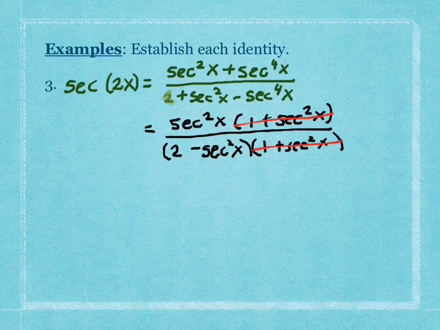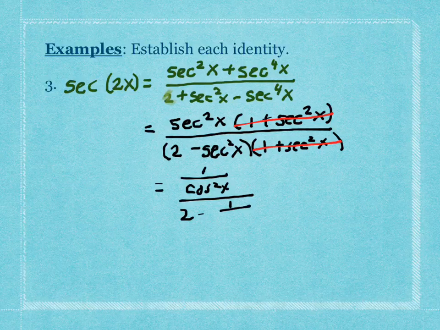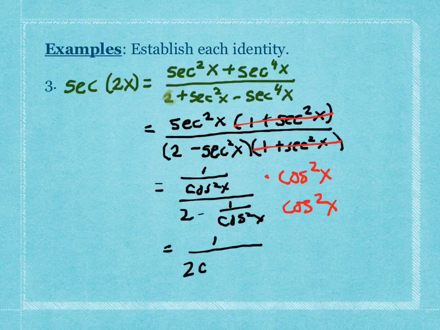Now from here, again, I don't have a double angle formula for secant of 2x in this case, but I can write this in terms of cosines, like on the last problem. So this is going to be 1 over cosine squared of x over 2 over cosine squared of x minus 1. And as is my custom, I want to get rid of those fractions. So I'm going to multiply by cosine squared x on top and on bottom. And so on top, I actually get the number 1. And then on bottom, I get 2 times cosine squared of x, and then minus 1.